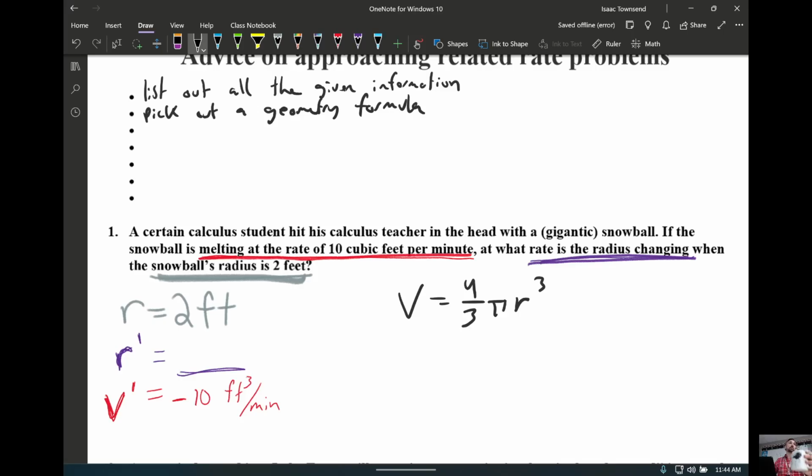Sometimes it's volume of a sphere. The next question might be area of a circle. The next question might be the volume of a cube. Or the surface area of a cube, or whatever. It could be some geometry formula that ties this stuff together.